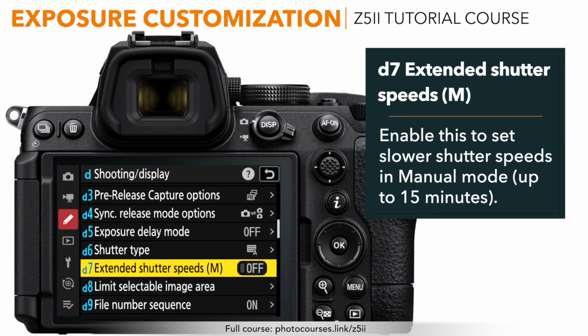Extended shutter speeds. As we mentioned in the previous lesson, you are limited to exposure times of 30 seconds in manual exposure mode. If you want to set exposures longer than 30 seconds, you need to enable extended shutter speeds. So turn this on, and when you're in manual exposure mode, now you can set exposures up to 15 minutes long.